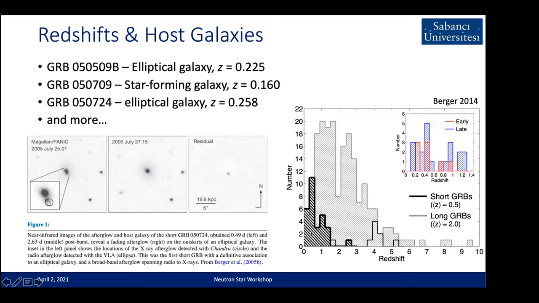Okay, so most of the short GRBs that we observe happen close by. It's not that they only happen close by, but we observe the ones that are happening close by. And then this is the type of host galaxies for short events. You can see that some of them are late type, some of them are early type. So the type of host galaxies can vary.